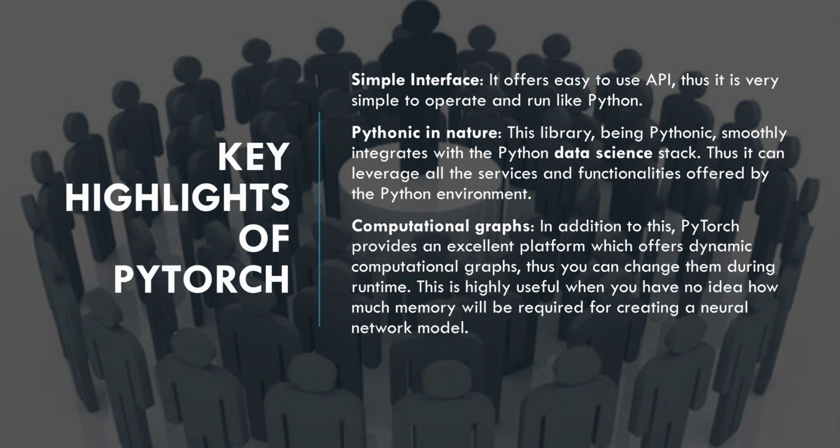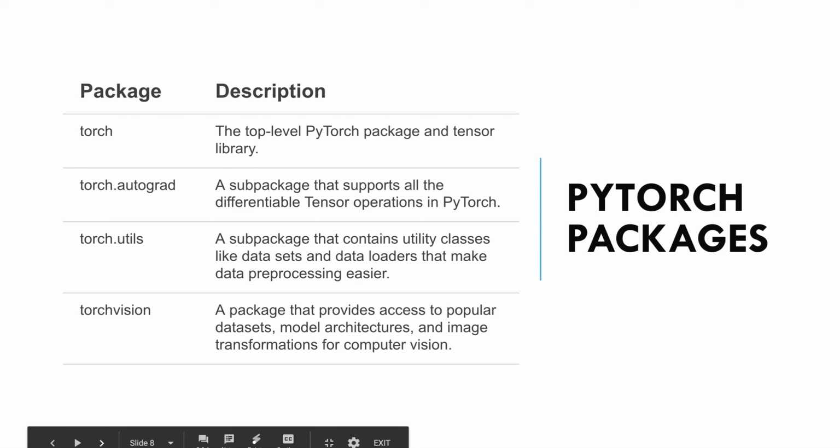And it provides computational graphics, and it offers dynamic computational graphics, and you can change them during runtime, and this is something we'll explore later on. But essentially, these are the key highlights of Pytorch, and these are the packages. Torch, this is the top level Pytorch package, and the tensor library, Torch Autograd. This supports all the differentiable tensor operations, Torch Utils, and Torch Vision.